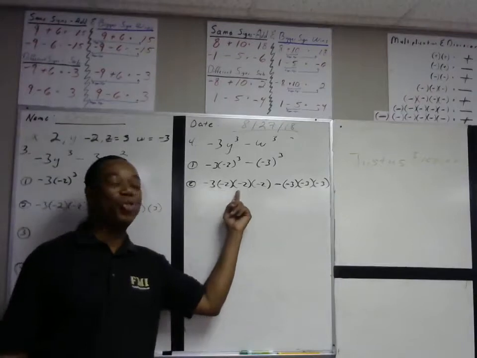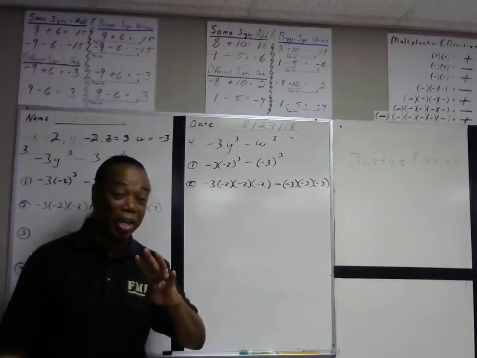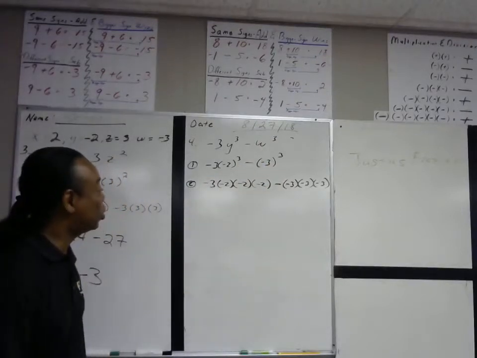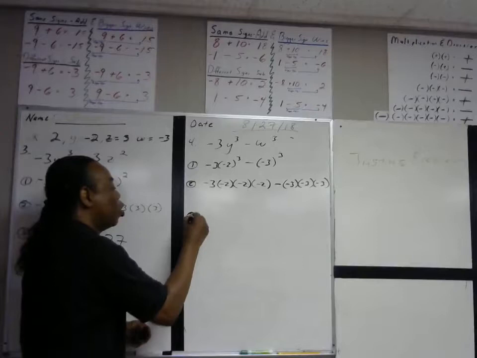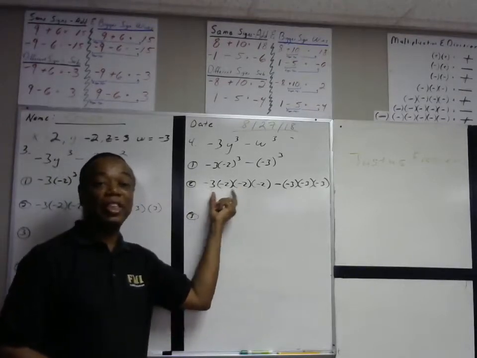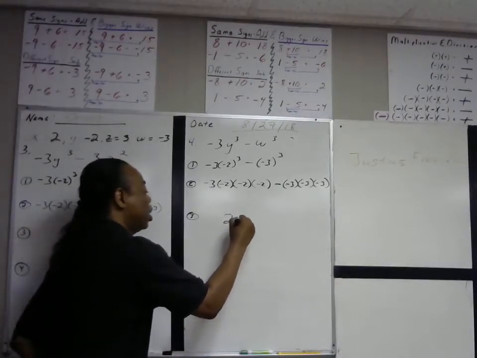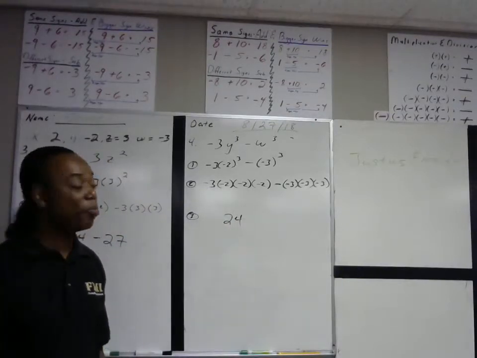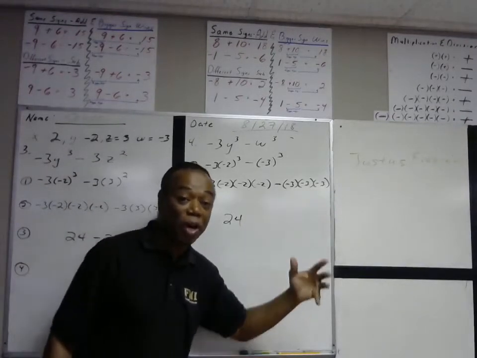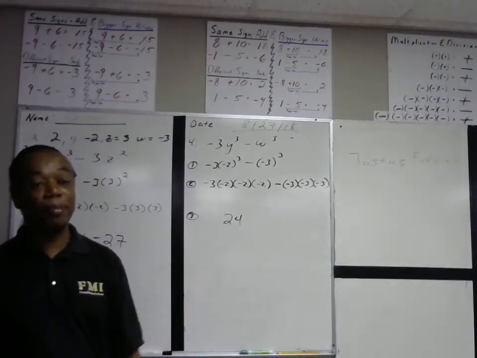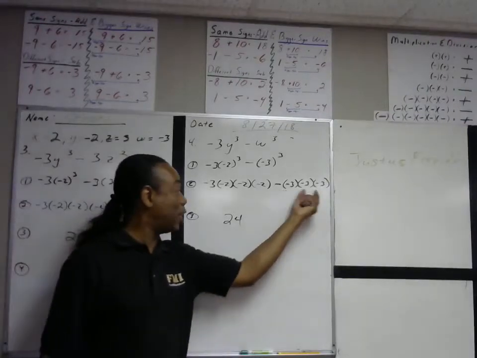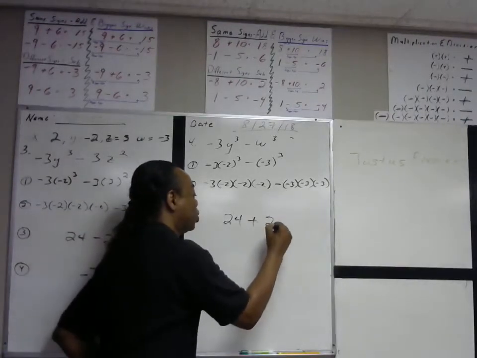So we have 1, 2, 3, 4 negatives. Count them, 4 negatives. According to our chart, 4 negatives should give us a positive. So step 3, we're going to have a positive 6 times 4, which is 24, and that's positive. Next, you have 1, 2, 3, 4 negatives over here as well, so that's going to be a positive 27. 9 times 3 is 27, positive 27, class.